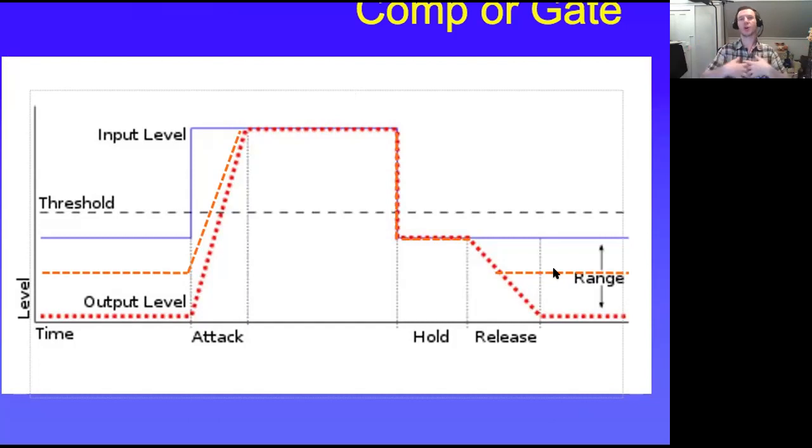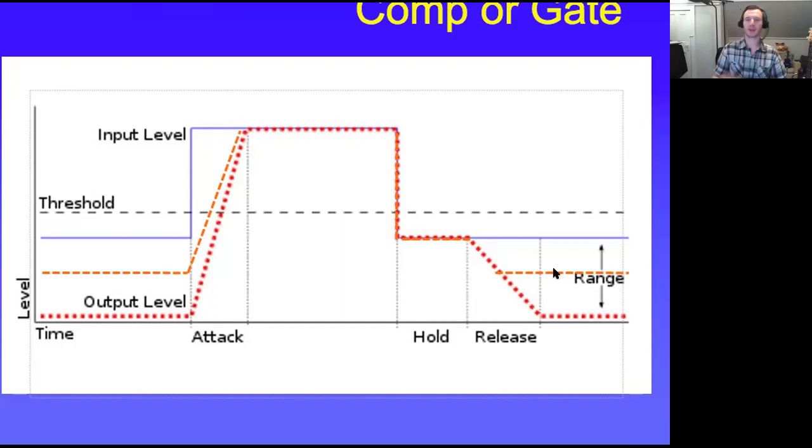So if it's a 2-to-1 ratio on a gate, that means when it's below by, say, 1 decibel, it reduces it by 2 decibels. If it's below by 5 decibels, it would reduce it to 10 decibels below. So the farther below it is, it gets reduced even more.